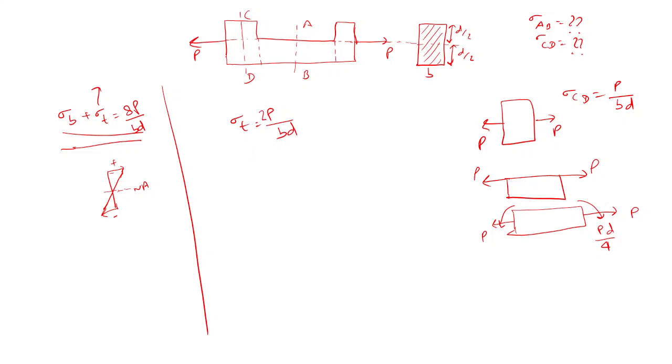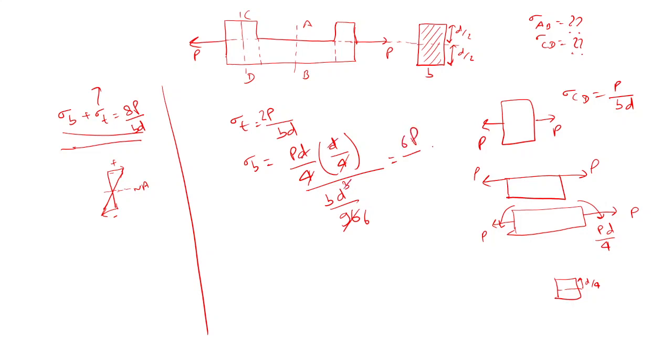And now coming to sigma B, My by I. M would be PD by 4, and Y would be D by 4, because this is D by 2 and from the mid it would be D by 4. And I would be BD cubed by 96. Now we can simplify, it would become 6P by BD.